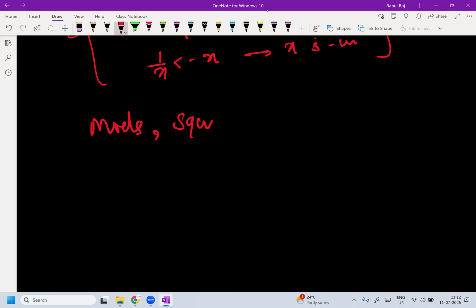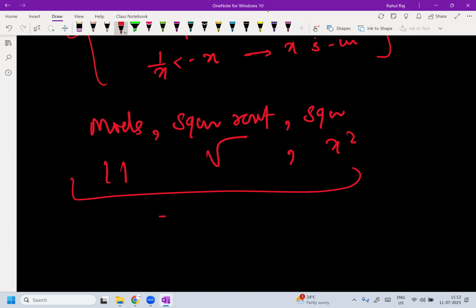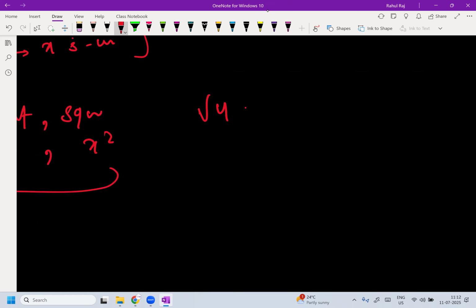So please understand: mods, square roots, and squares. Square root is this, mod is this, square of a number, whatever, they are always positive irrespective of anything. Always positive. What have you studied till now? Root 4 is what? You might have studied plus minus 2, right? But this is wrong in terms of GMAT, GRE exam, any competitive exam, let's say CAT also.